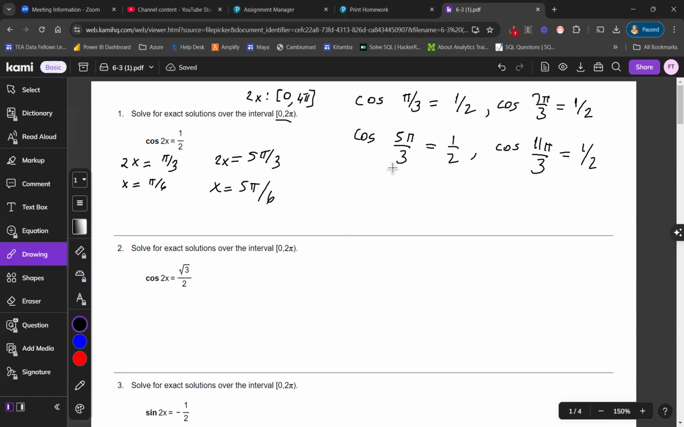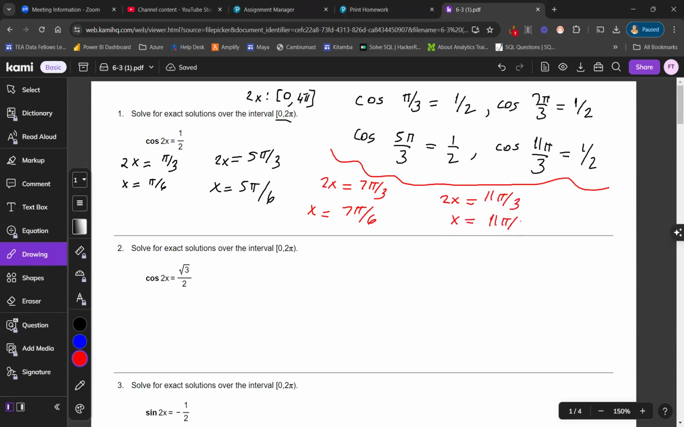Now we use these two values. Next, we're going to look at these two values. Let's change color to show that we're continuing. 2x can be set to 7 pi over 3. So x will be equal to 7 pi over 3 divided by 2, which is 7 pi over 6. And 2x finally will be set to 11 pi over 3. If we divide it by 2, we get 11 pi over 6.